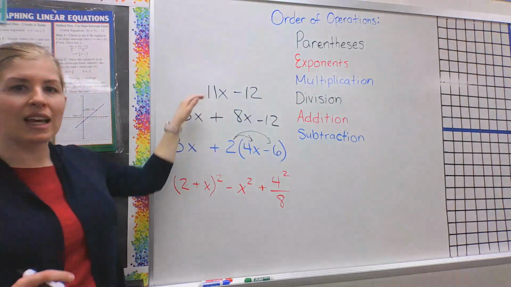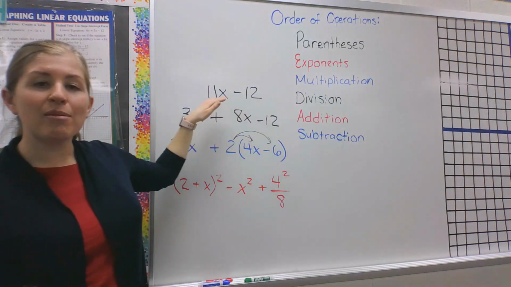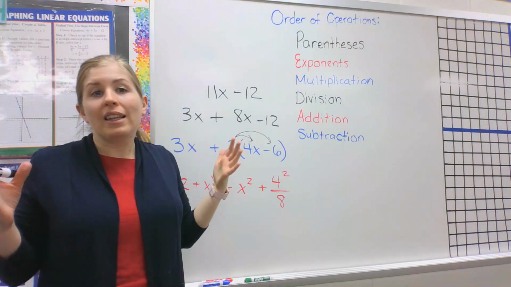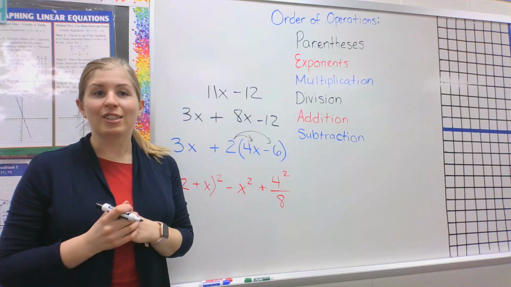So we did some addition. And 11x and minus 12, or negative 12, are not like terms. So this is the simplest this expression can go.